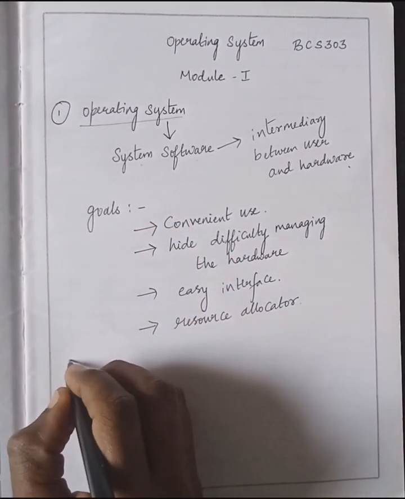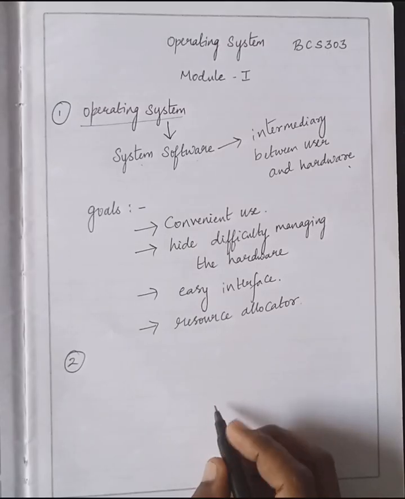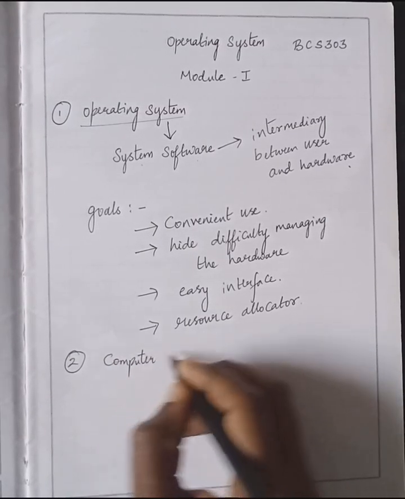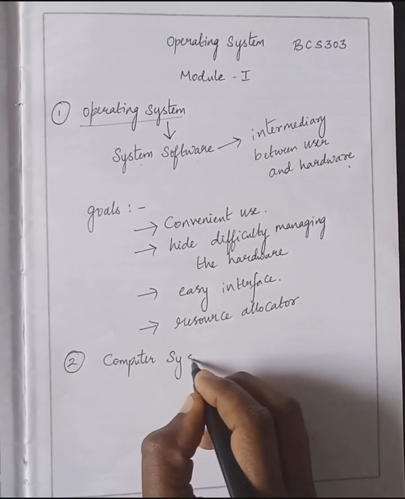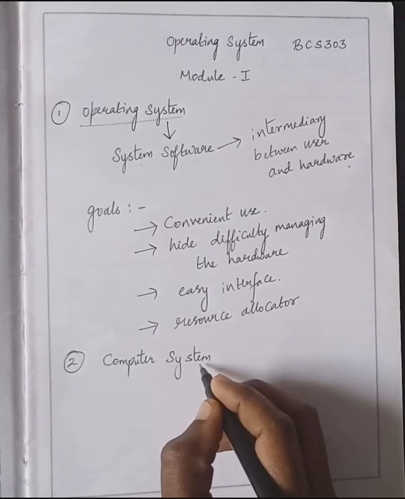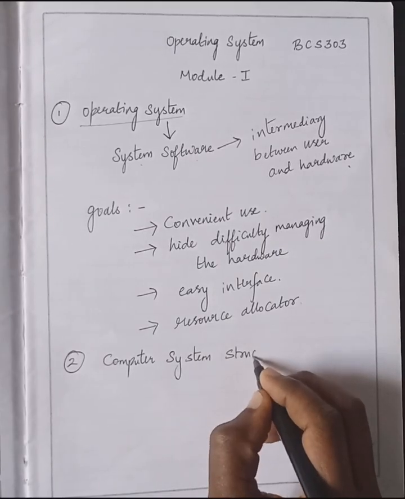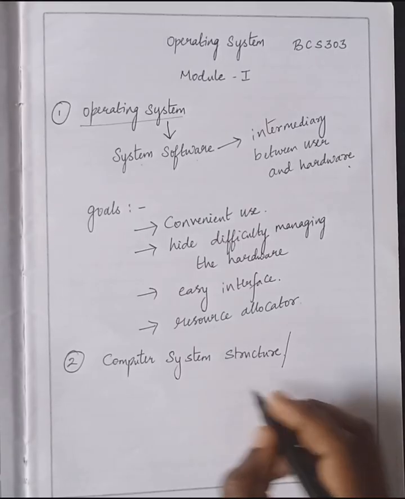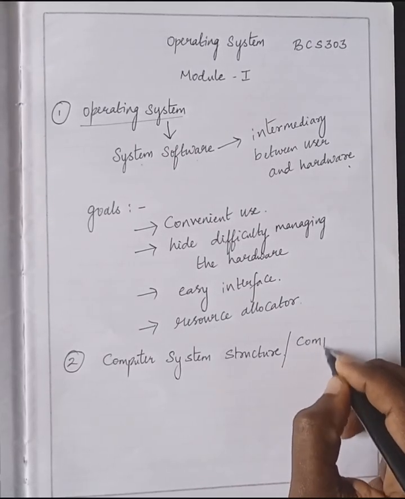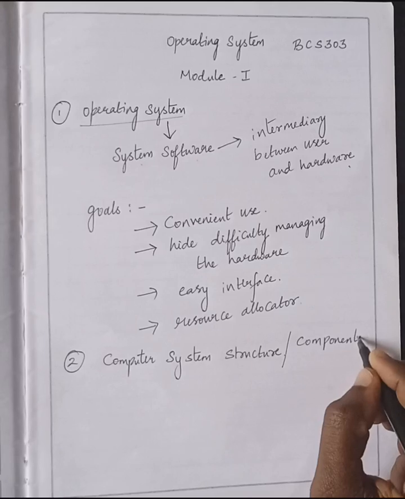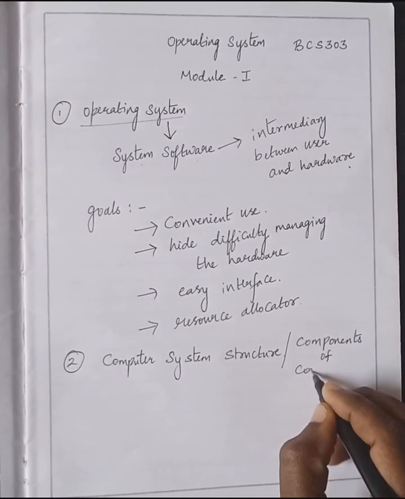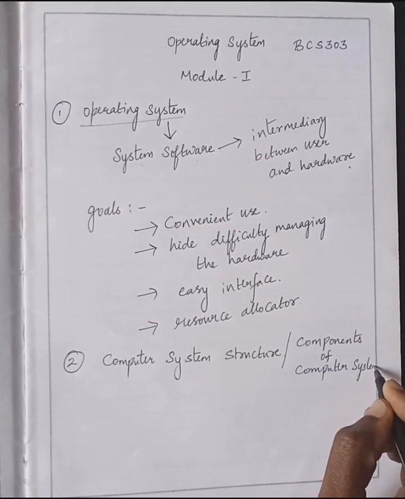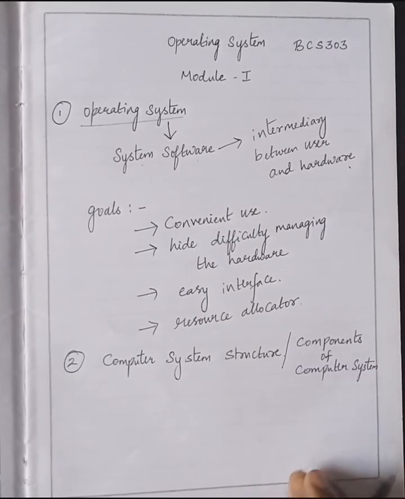Now we'll go to the second topic, that is computer system structure, or you can say the components of a computer system. They can ask you a question like that. You want to know the basic structure of a computer from an OS perspective. Otherwise you can call this the components of a computer system.